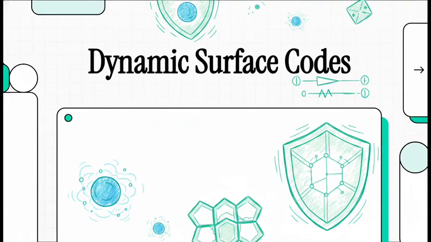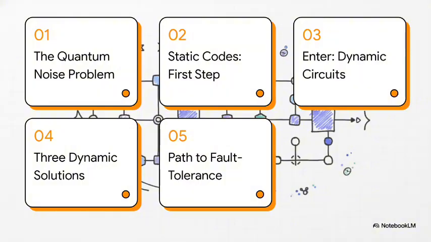So, you've probably heard that quantum computers are going to solve some of the world's biggest problems. But there's always been this huge catch. The quantum information itself is just incredibly fragile. I mean, the real challenge is how do you protect something that can be destroyed by just looking at it the wrong way? Well, today we're diving into what might be the next great leap in solving that problem: dynamic surface codes.